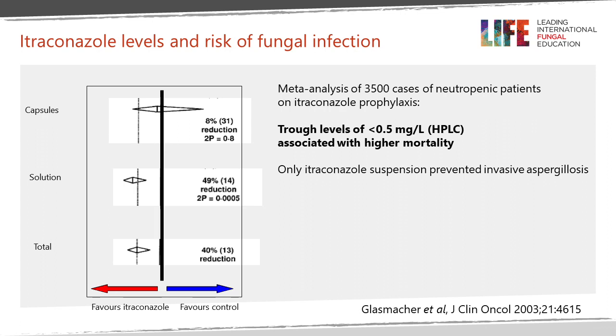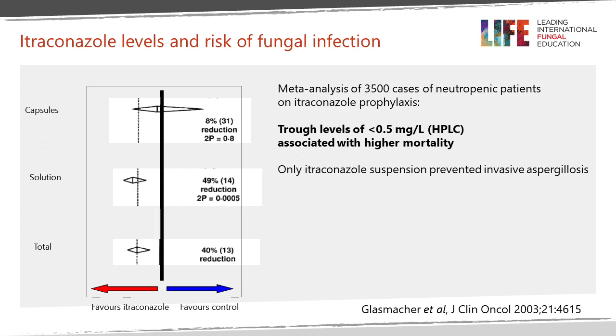So what evidence is out there to guide us with the recommendations for TDM monitoring? The most abundant evidence we have is from the neutropenic population, where a large meta-analysis of cases several years ago showed that the itraconazole suspension is better at preventing invasive aspergillosis in those patients, in that it achieves better levels. It was also shown that a trough level of less than 0.5 resulted in higher mortality in those patients, as it was not preventing aspergillosis.